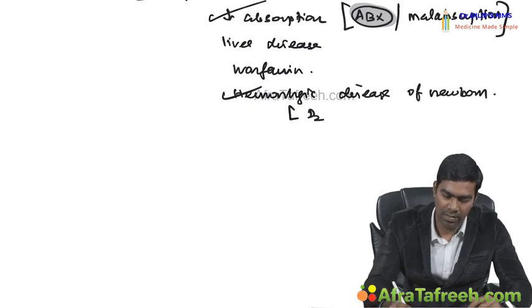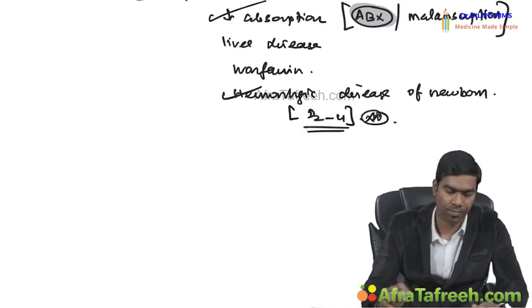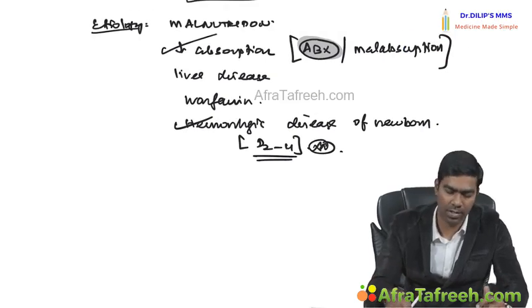And if they ask when they will bleed, they typically bleed on day 2 to 4. This hemorrhagic disease of the newborn, again, is a very important question. These are some of the etiologies of vitamin K deficiency.